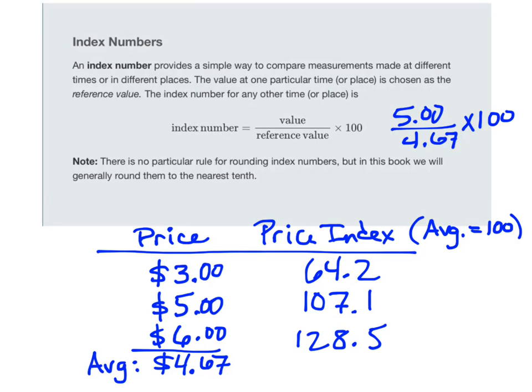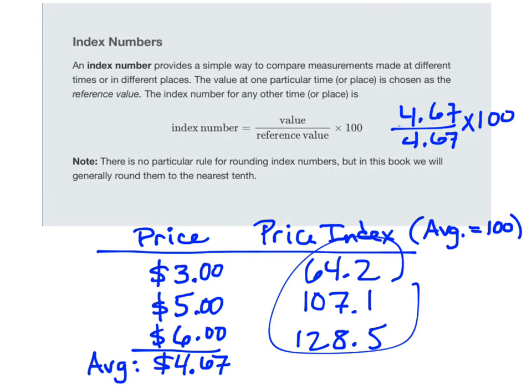So what index number would you expect to see for the average? Well, if we follow this formula, when the value is the same as the reference value, then when we divide, you're just going to get 1, and then multiplying by 100 would give you an index number of 100.